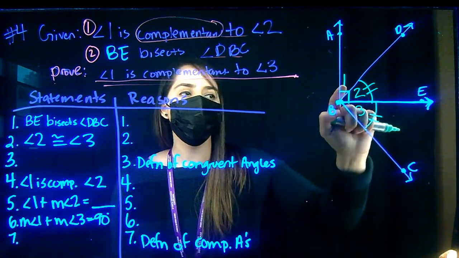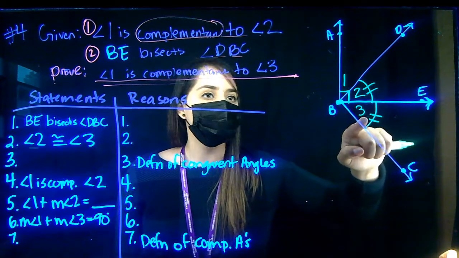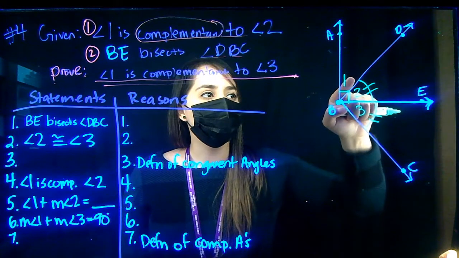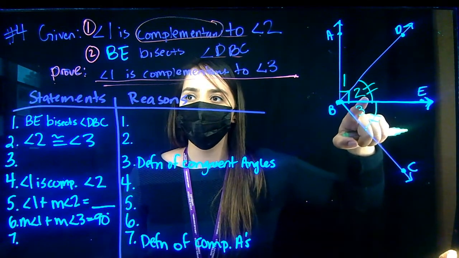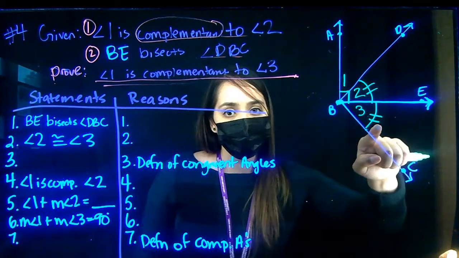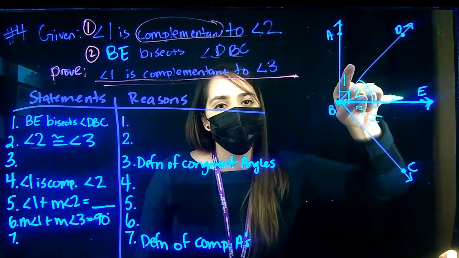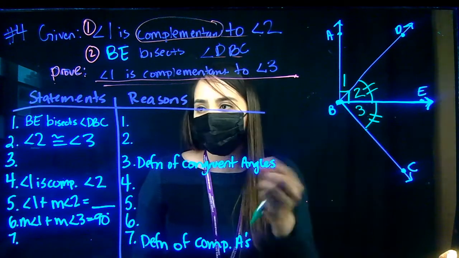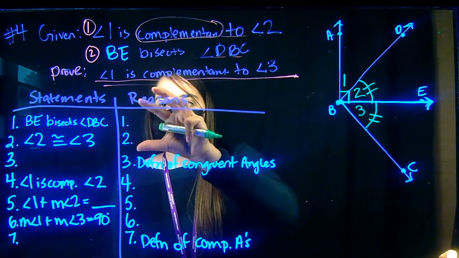So this is what they're asking you to prove. Prove that angle 1 and angle 3 are complementary to each other. Which makes sense, because if angle 1 is complementary to angle 2, and angle 2 has the same angle measure as angle 3, then that means that if I add 1 and 3, that's also going to get me 90 degrees, right? So now you just have to come up with a proof.